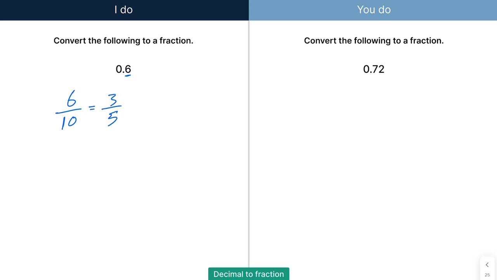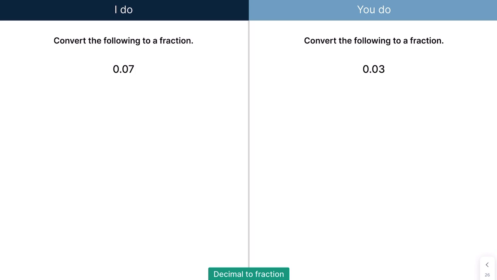And again, on the right, same thing. Copy the numbers after the decimal, and then count how many digits there are after the decimal. There's 2. That's 100. Now, can this be simplified? Yes, it can, because they're both even numbers. So I can half this. That's 36. Half that. That gives me 50. Again, they're both still even numbers. So that can come down to 18 out of 25.